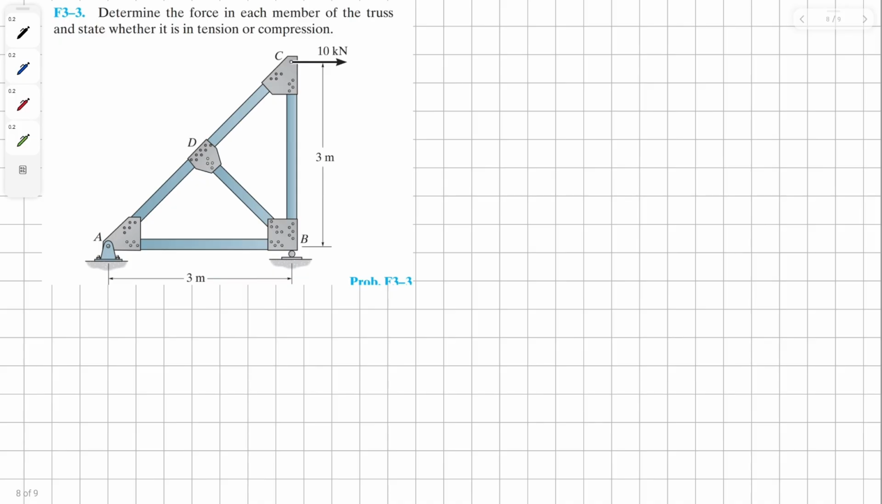For this problem, we again have to find forces in each member and determine whether they are compression or tension. Let's start with joint C by drawing the free body diagram. At C, we have external 10 kilonewton, and then we have force vector from member CB, another force vector from member DC. Okay, let's start by summing the forces in x direction.